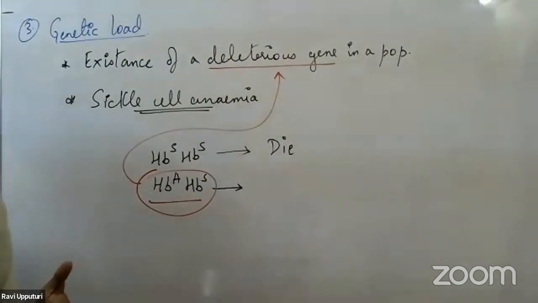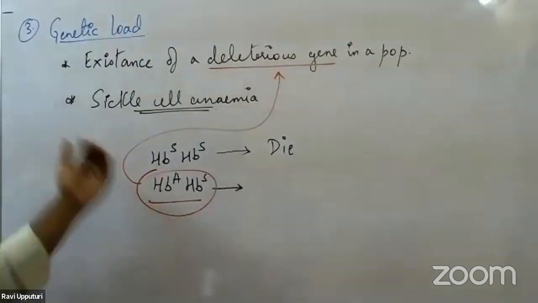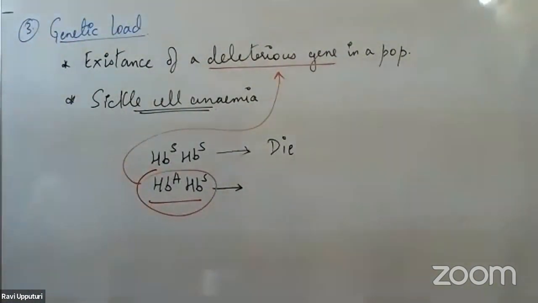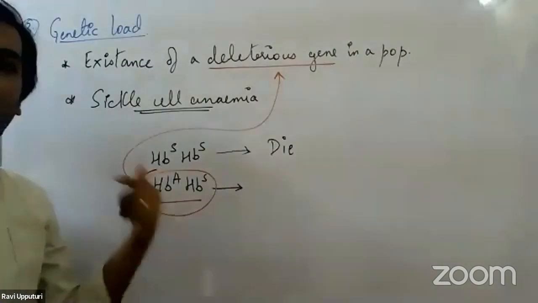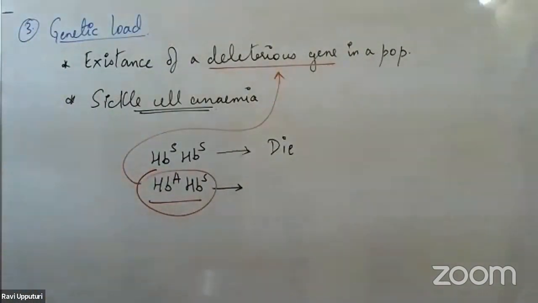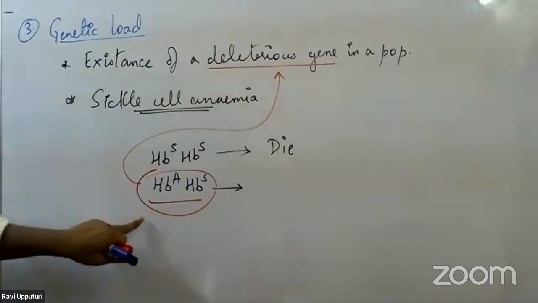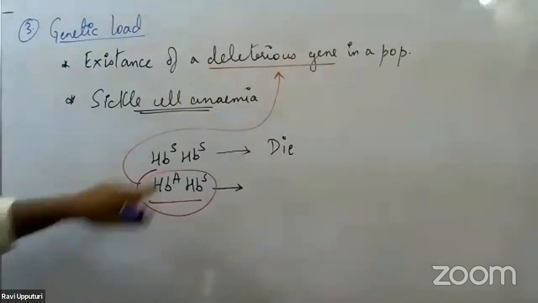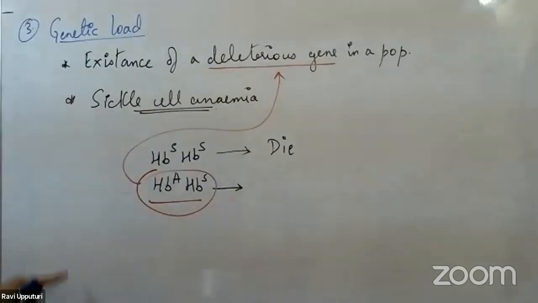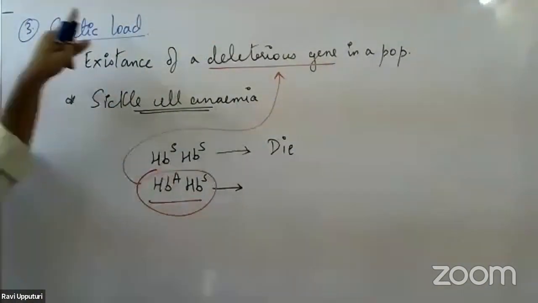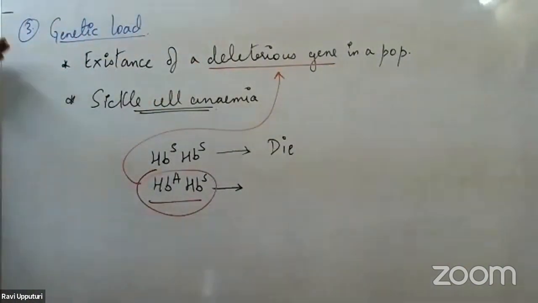Why is it a disadvantageous gene? Because anytime this individual faces low oxygen tension, there is a chance that this individual also would start producing excess sickle cell RBCs, as a result of which they also would die. So the presence of a deleterious gene in a population is what we call genetic load.